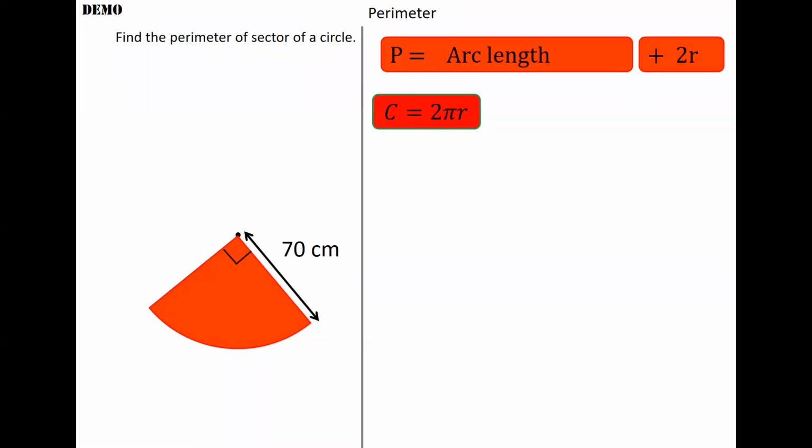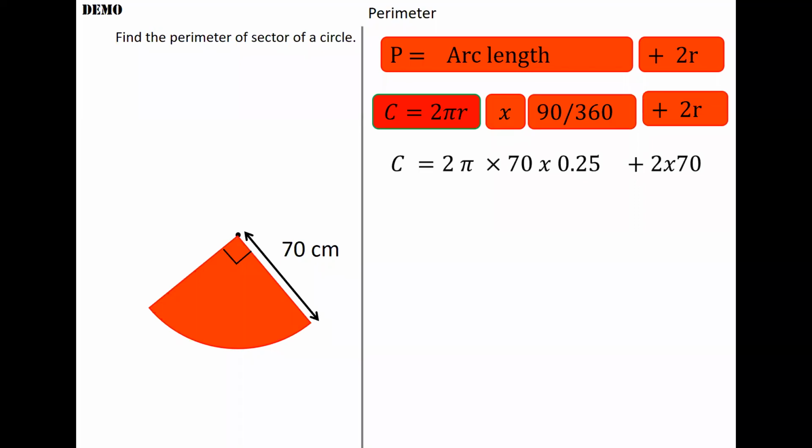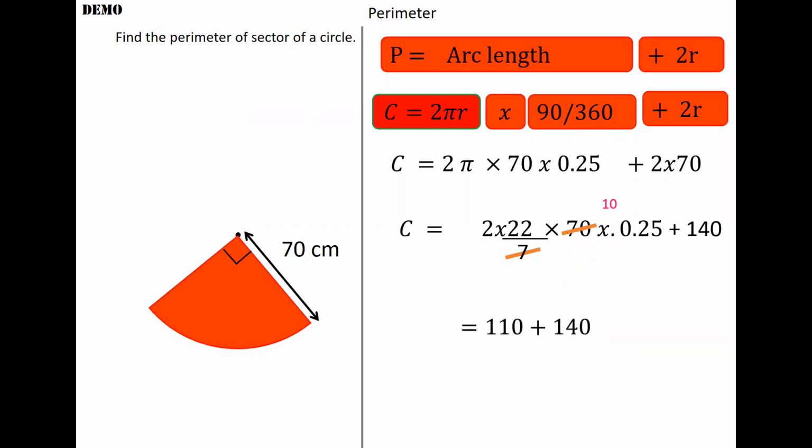Arc length, how do you calculate? 2 pi r into fraction. What is the fraction? 1/4 or 90 over 360, plus 2r. 2 pi r into 0.25, that is 1/4, plus 2 into radius. You get 110 here plus 2 times 70, answer is 140. 110 plus 140, answer is 250 centimeters.